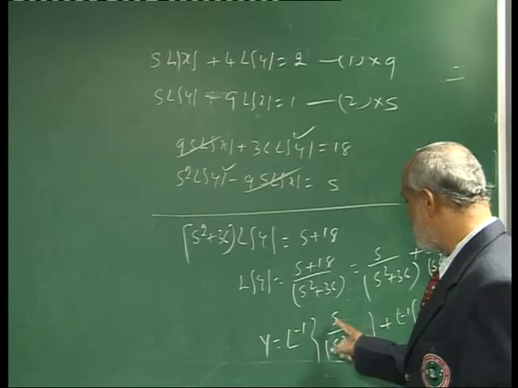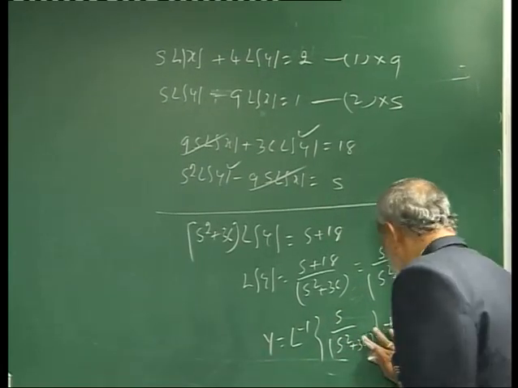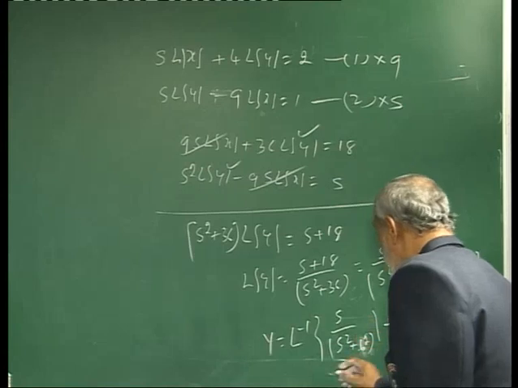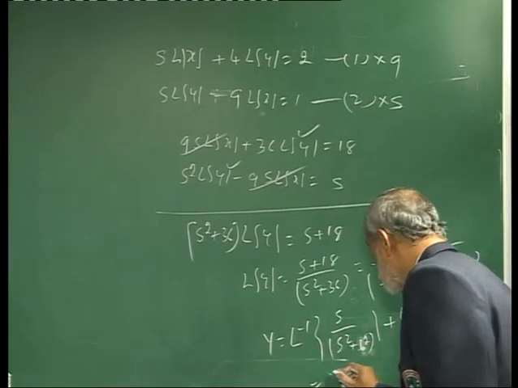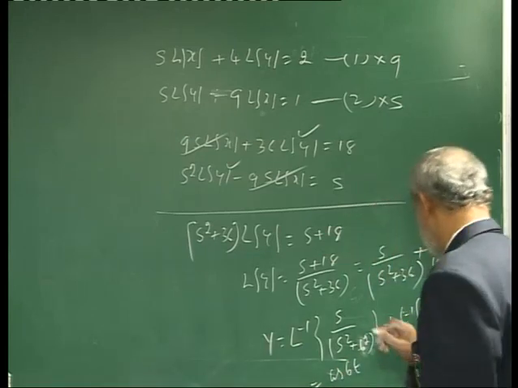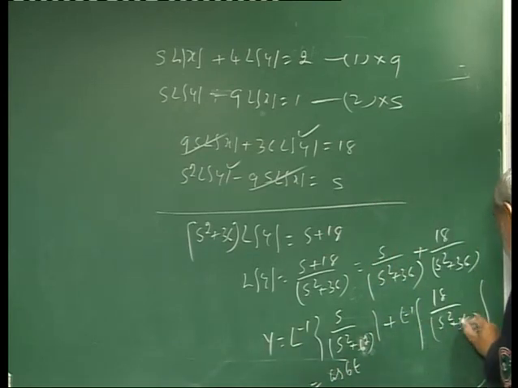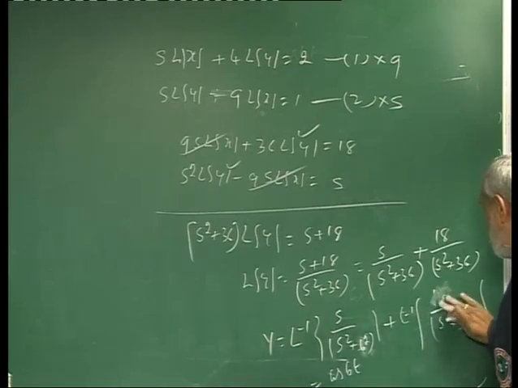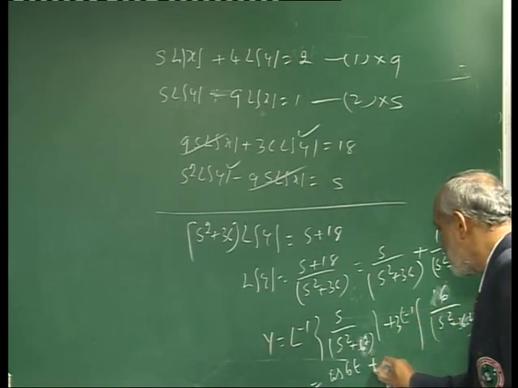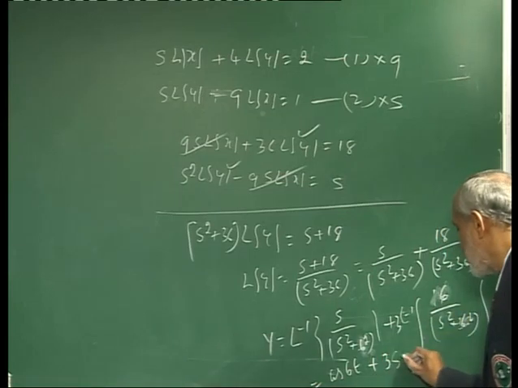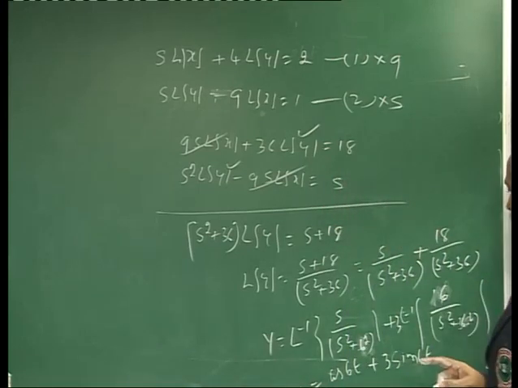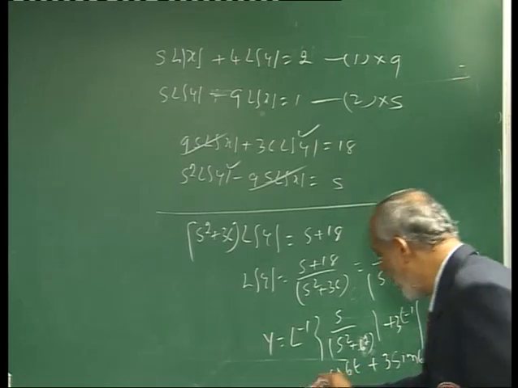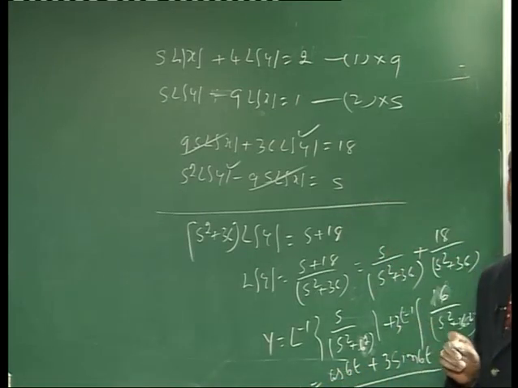L inverse of s by s squared plus 36: 36 can be written as 6 squared, so this can be written as cos 6t. Here this is also 6 squared; you want 6, so take 3 outside: 6 is 3 into 3, plus 3 into sin 6t. Then y is equal to cos 6t plus 3 sin 6t. So after getting the y value, now you can find the x value.